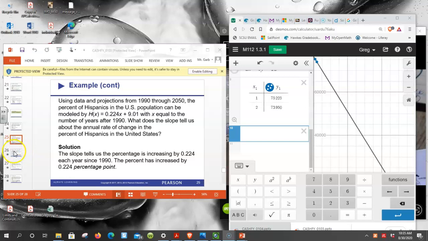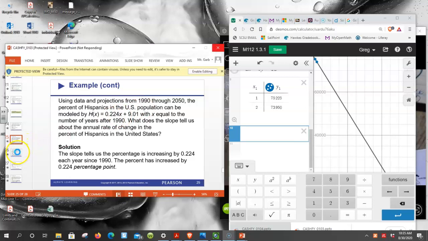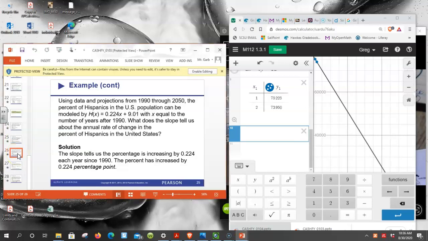All right. So the slope is 0.224. The y-intercept is 9. Sorry, not 0.9.